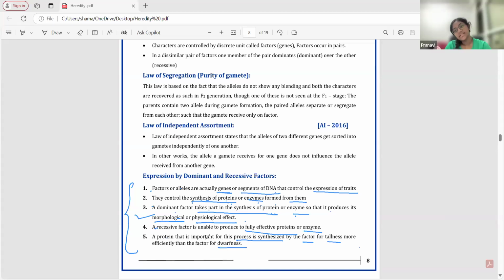Sorry, I didn't understand your question. Can you please repeat it? I mean, basically the F2 generation has four offspring, right? So it can be any one of them. It can be tall or short, right? Is there any likely chance to know if you're going to give birth to a tall baby or a short baby? Or is it an equal chance?